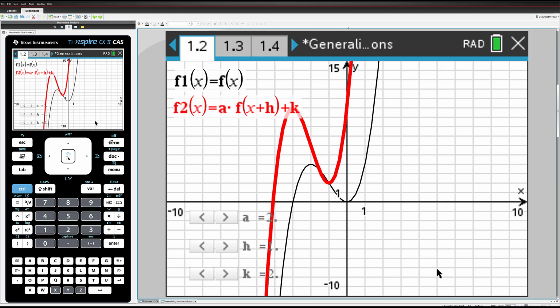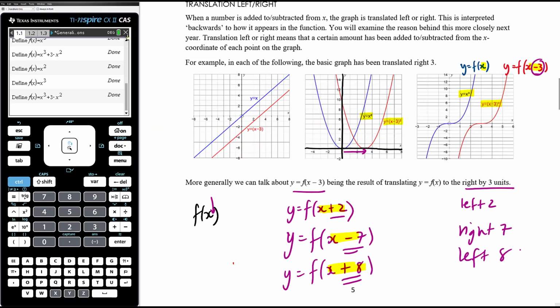Okay, so all of those things combined together are going to look like this: a times f of (x plus h) minus k. And this is essentially what we're working with when we're working with turning point form, but we want to generalize that out from just being about quadratics and cubics and be able to think of other functions. Okay, let's go back to the notes and work through some examples.